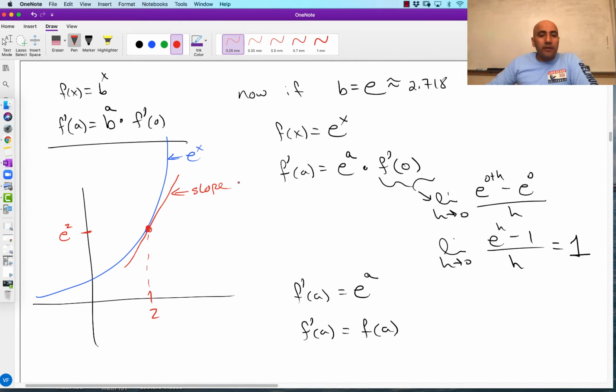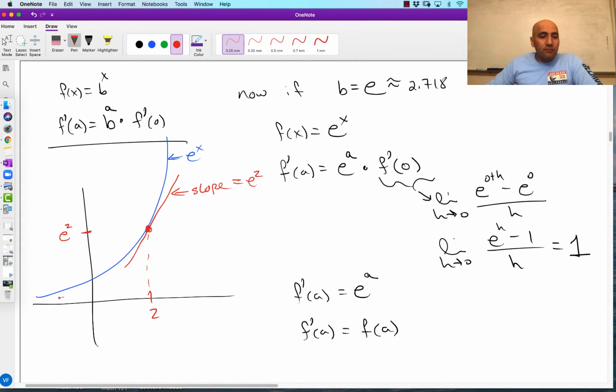And what's the slope going to be? Well, it's going to be equal to e squared. This is the only function where the output of the function is equal to the slope of the line. Okay. Could be a fractional value as well.